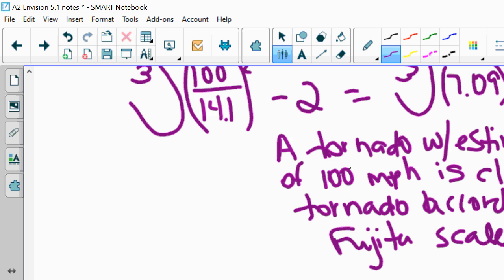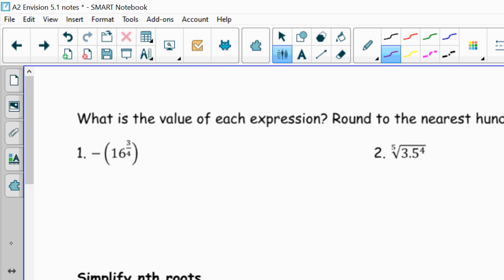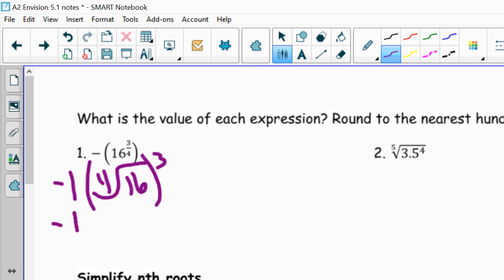Right. Let's look at a few more of those. So next page. What is the value of each expression? Round to the nearest hundredth if necessary. So exactly like what we've been doing. So here we're going to take -1, multiply it by the 4th root of 16, and then cube this number. So I have -1 times the 4th root of 16. Well, the 4th root of 16 is 2, but I need to cube 2. So 2 cubed is 8. So this is -1 times 8, which is -8.